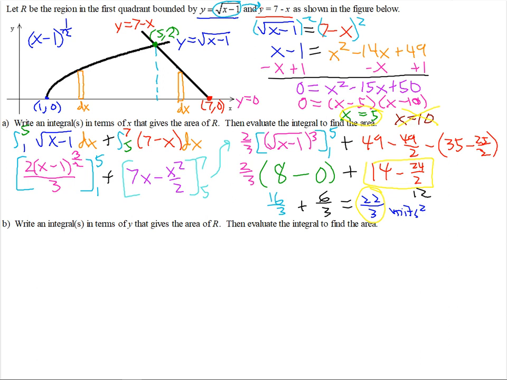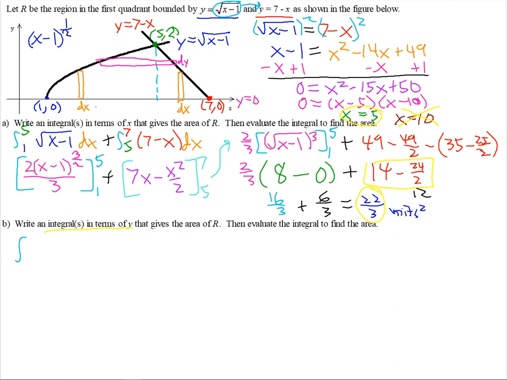Then in part B, it says write an integral in terms of y that gives area, and evaluate it. So notice if we use an integral in terms of y, that would be like this horizontal rectangle, where the width is dy. And now notice, unlike the x's, if you look at the horizontal rectangle, it always stays between the same two curves, so there's no need to split it up. And this time when we set up our integral, we'll be using the y-coordinates instead of the x-coordinates, going from the bottom to the top.